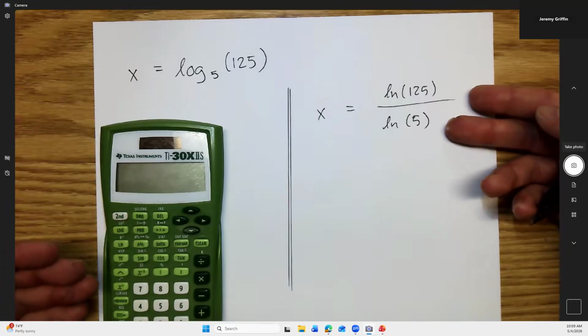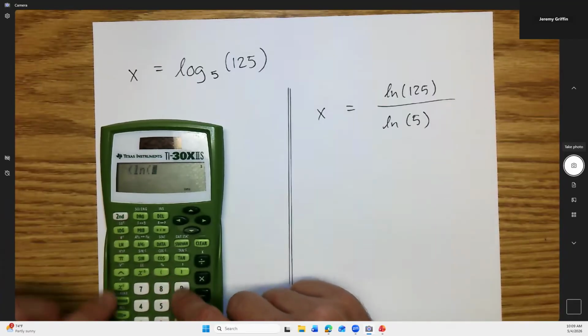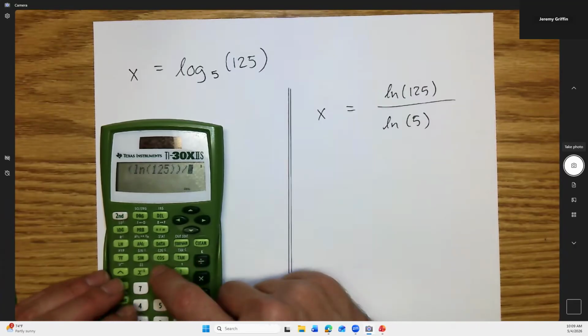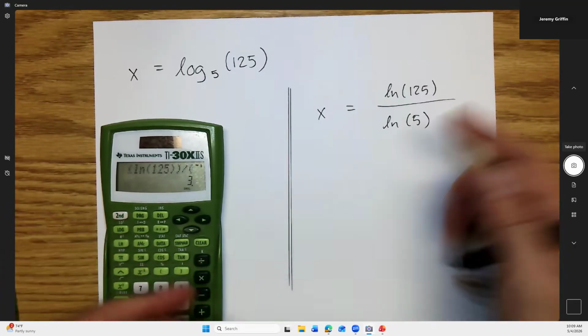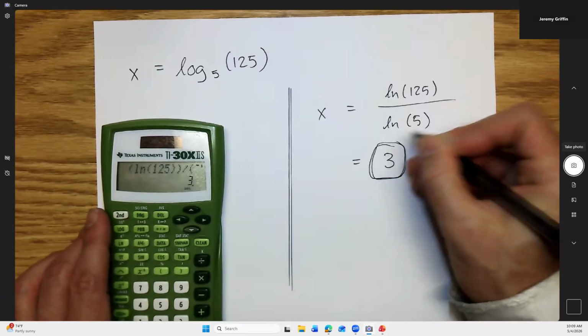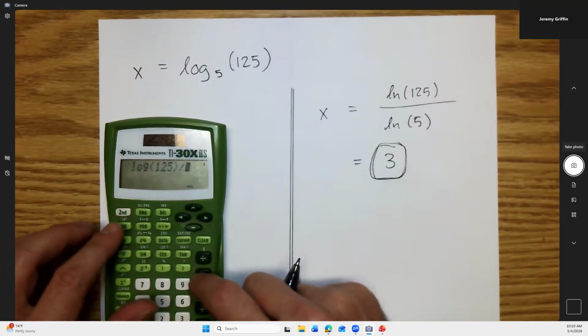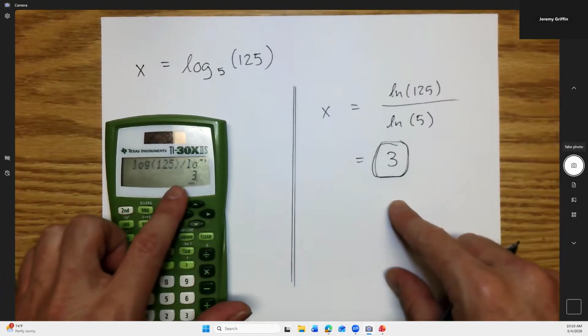Well, you can start from any base, and here's the base conversion. So let's do natural log 125 over natural log 5, or you could just do log base 10. You would still get the same answer, which is 3. So the answer is 3 on the nose. Again, even if I did log 125 over log 5, it still gives me 3.